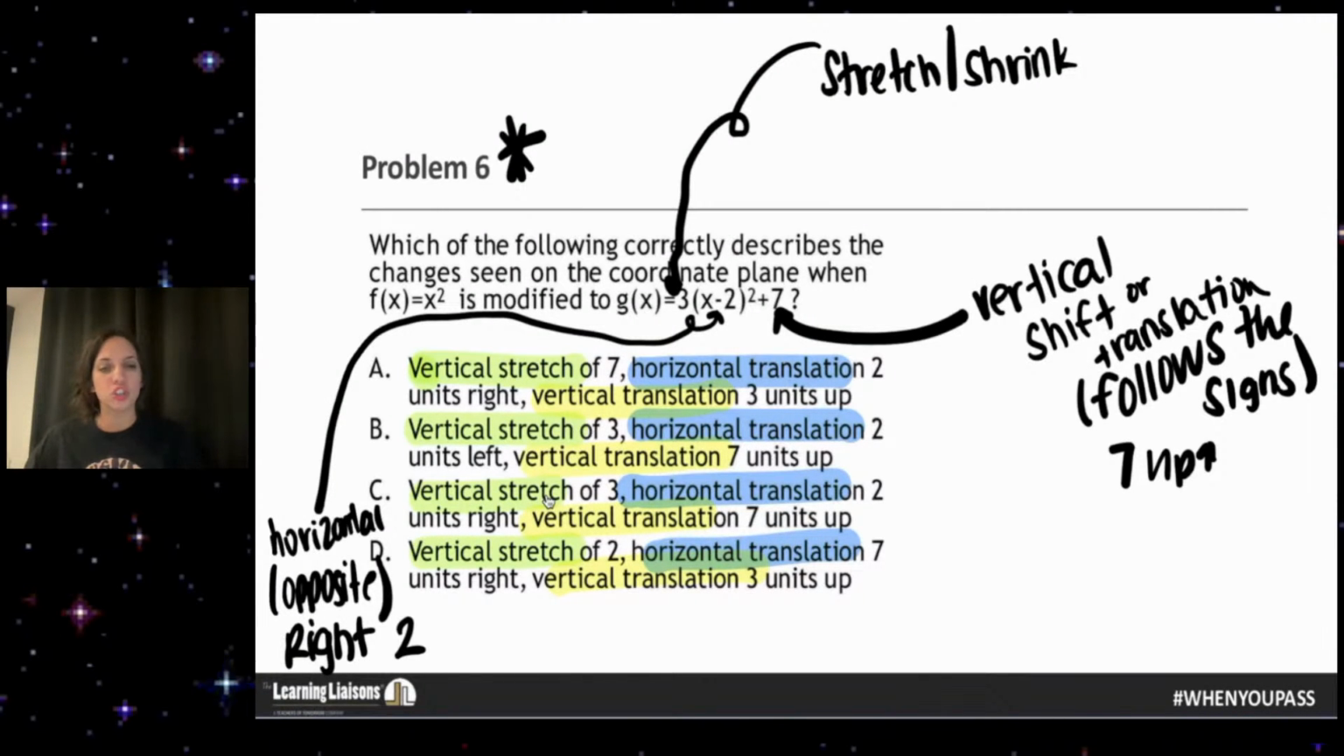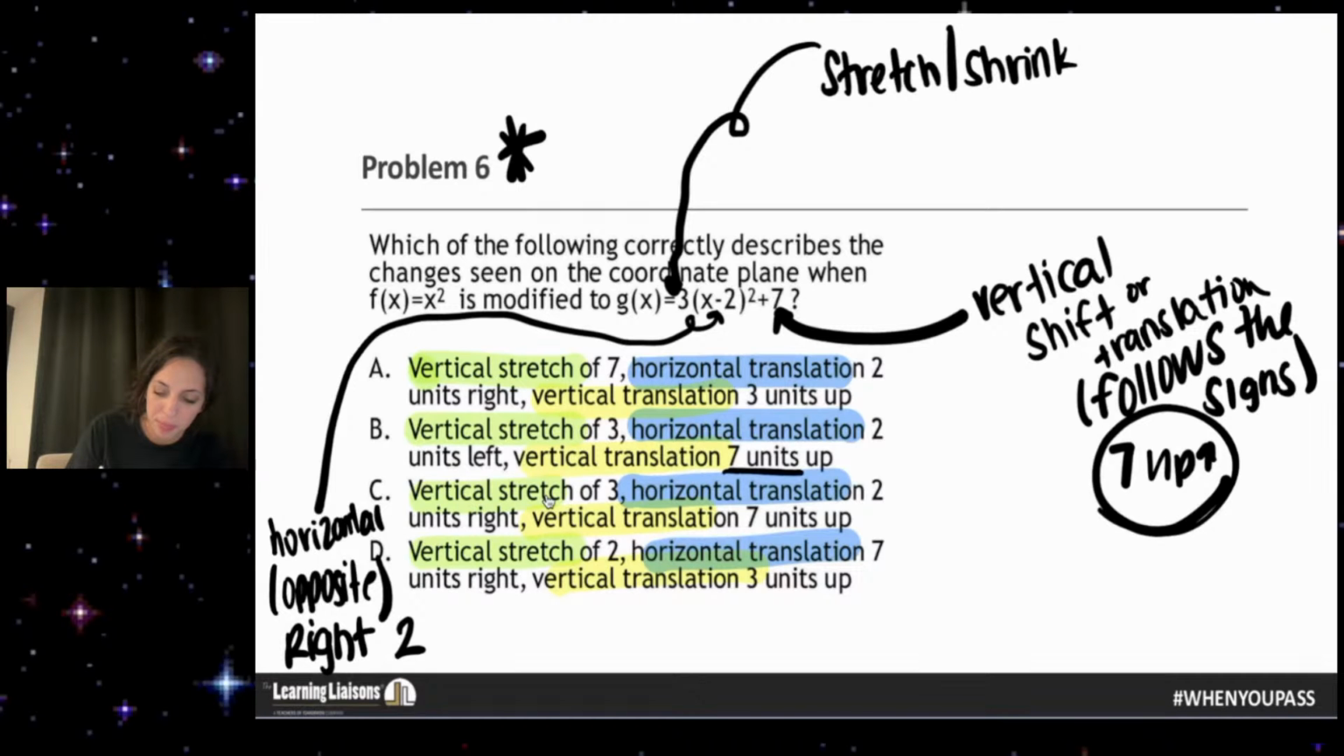When I look at my answer choices, the only two answer choices that have a vertical translation of 7 up are B and C. So I can cross off A and D. And then is it 2 units left or is it 2 units right? It is 2 units right, which is C.